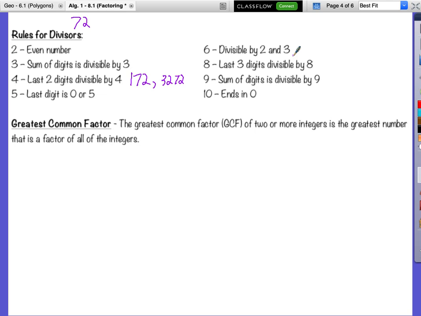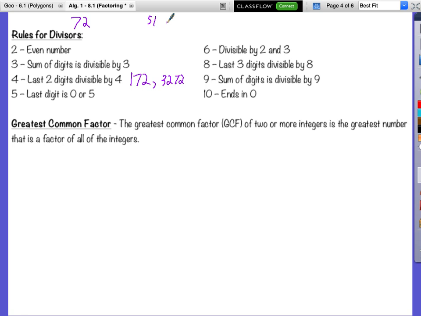9: the sum of the digits is divisible by 9. Well, we said 7 plus 2 added up to be 9. 9 is divisible by 9. Whereas if we have, let's go, 51. What do those add up to? 6. So is it divisible by 3? Yes. But is it divisible by 9? No. Because 6 is divisible by 3, but not by 9. So 3 would go into it, but 9 wouldn't. So you need a couple of rules because some don't work out.